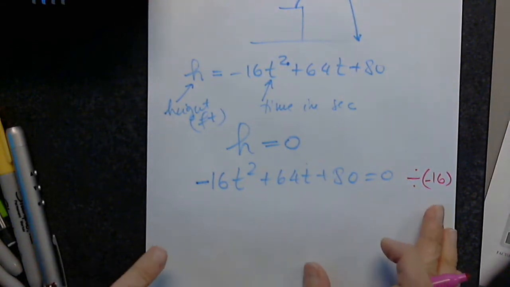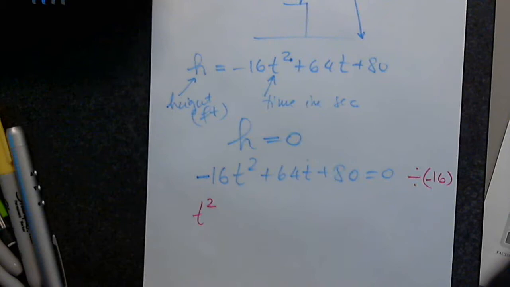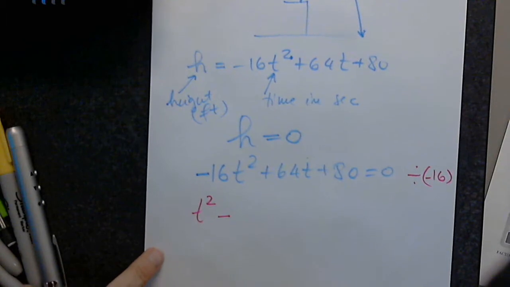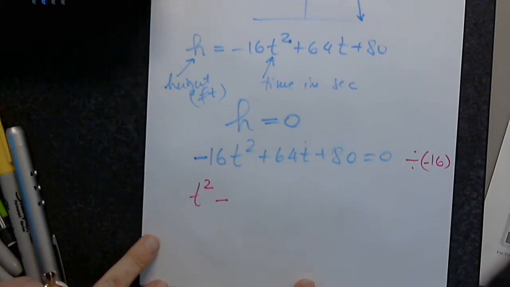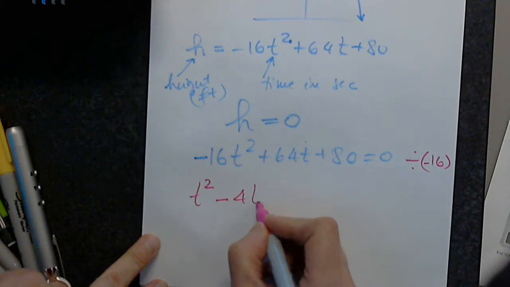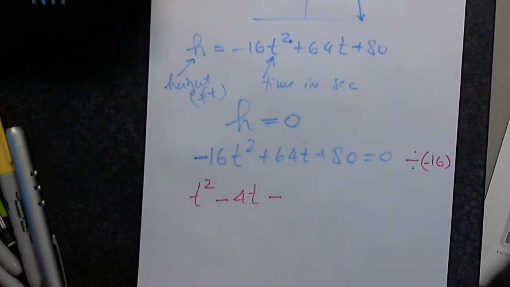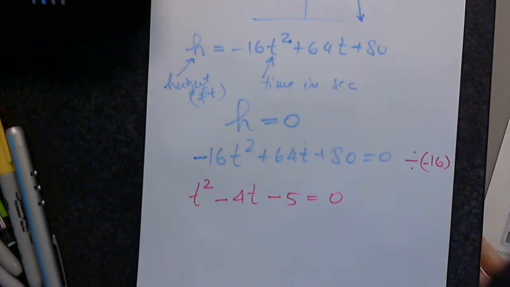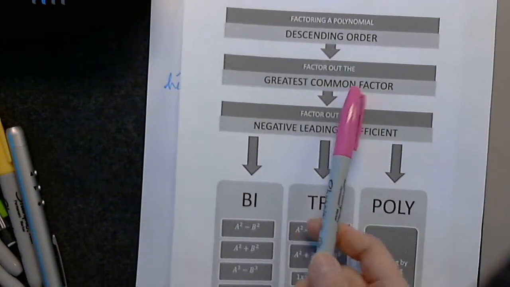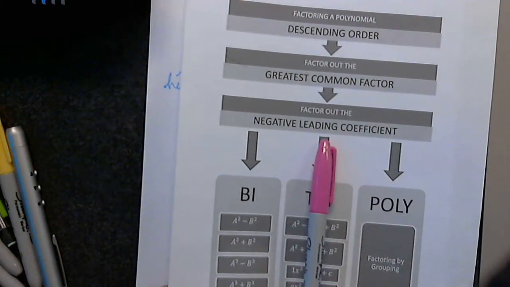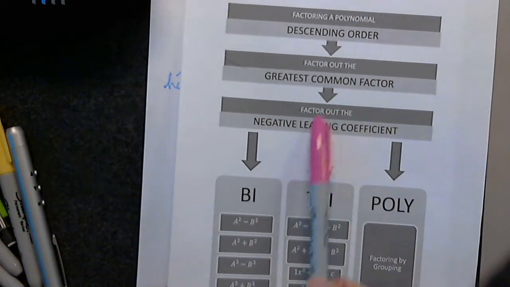So -16 divided by -16 is just t squared. Then minus what? -4. Minus 4t, and then minus what? -5. Equals 0 divided by -16, which is 0. That's it. This looks more human than the initial one. So remember, that's why I put it here: greatest common factor and negative leading coefficient. That's why they're here.